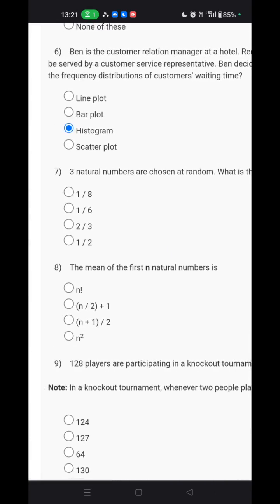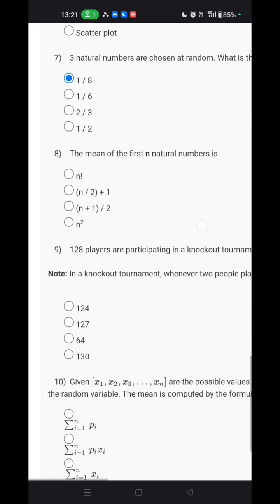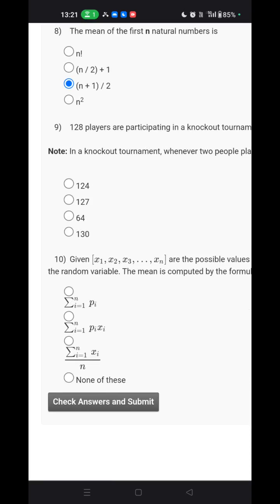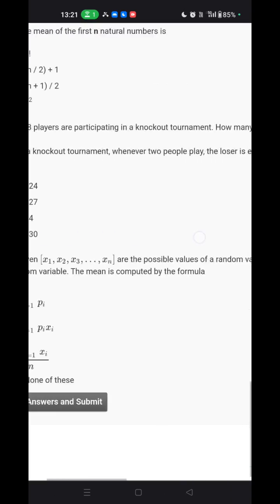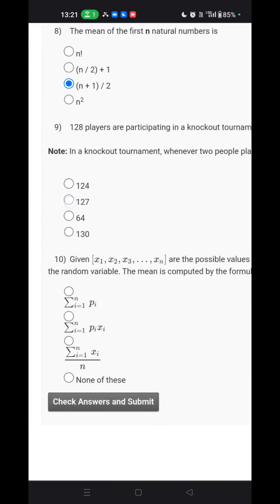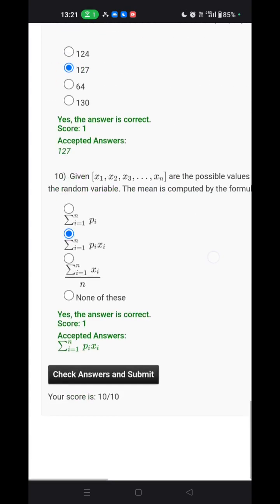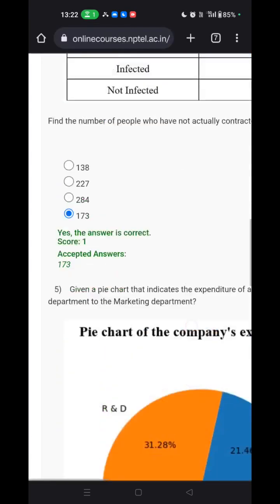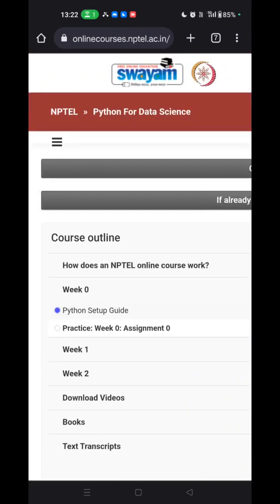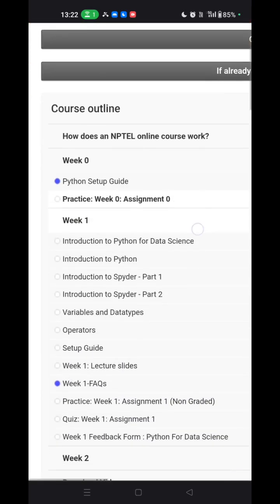Question number 7, you will get 1 by 8. And the mean of the first n natural numbers. This is a very simple question, n plus 1 upon 2. And question number 9, there were 28 players, so total comparisons are 127. And this is a very simple question, already we solved it. This is the answer. So you can see all the answers are correct. Done. Now we will go to the second one.